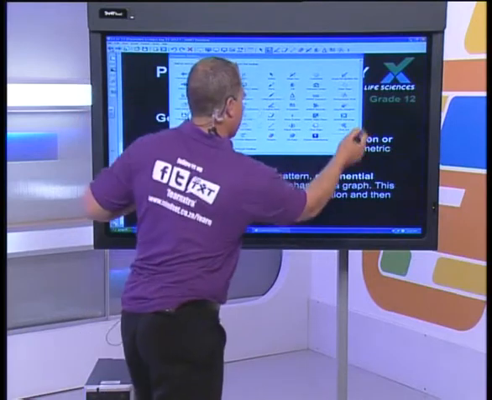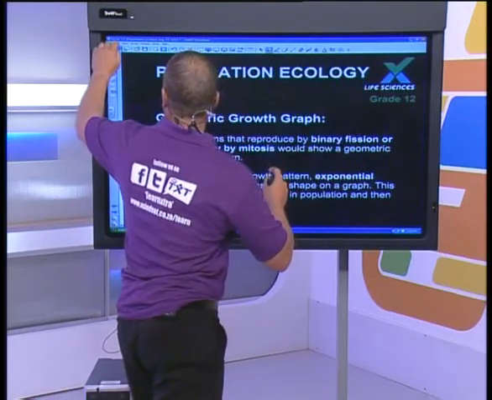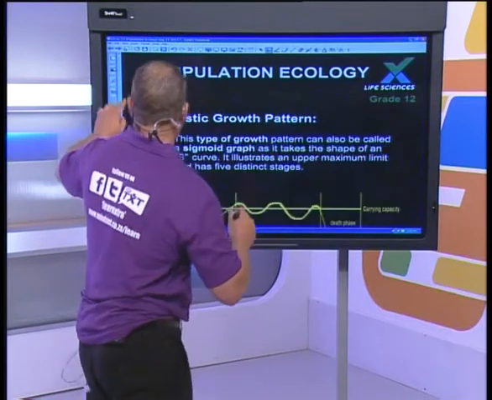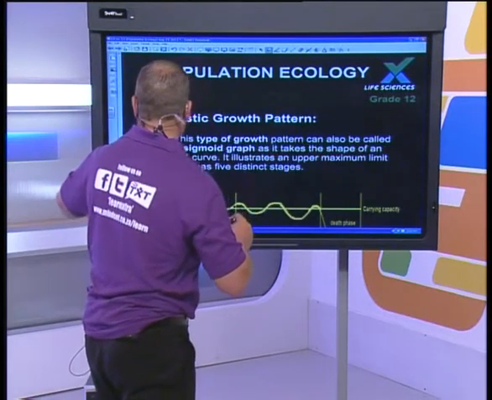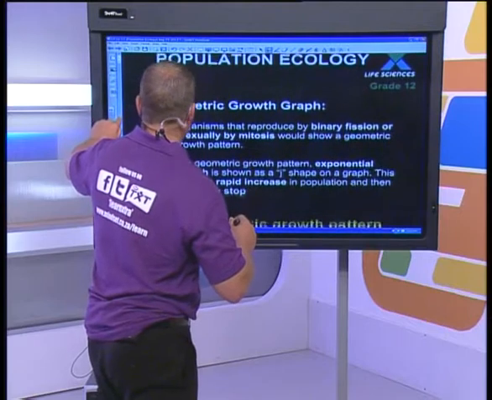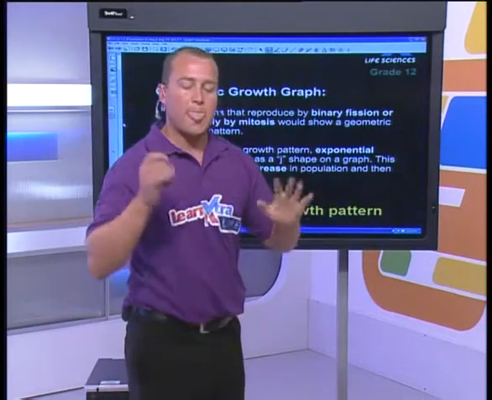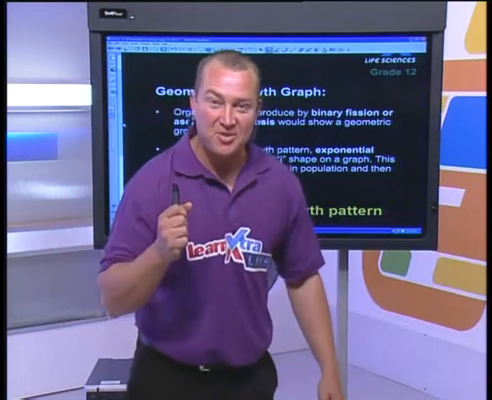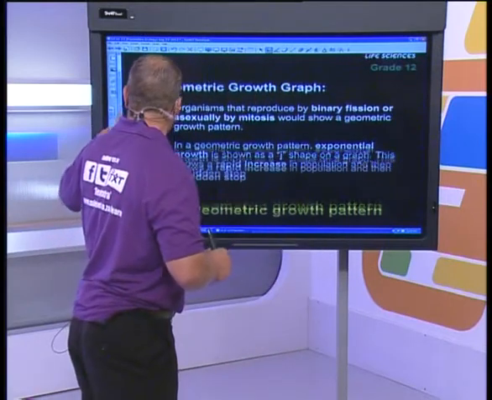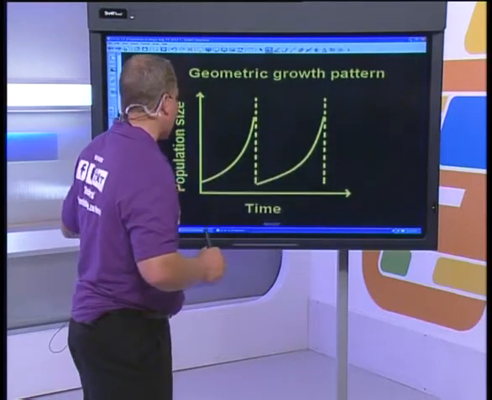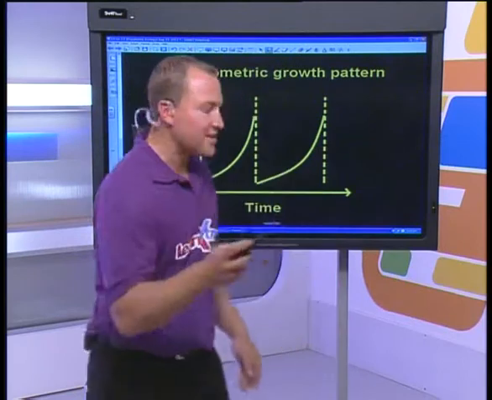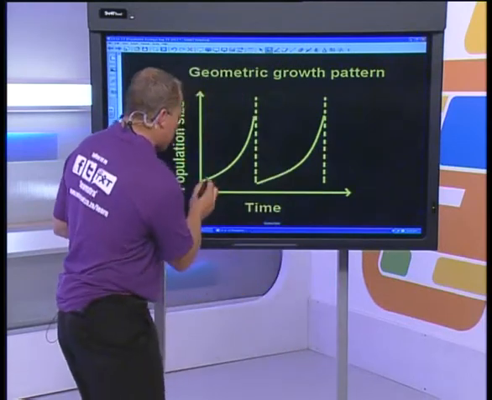Let's get rid of this. There we go, logistic. We went a little bit too far. Geometric graph patterns. It's very strange. They call this the J-shape graph. What actually happens is we start off with something nice and small.